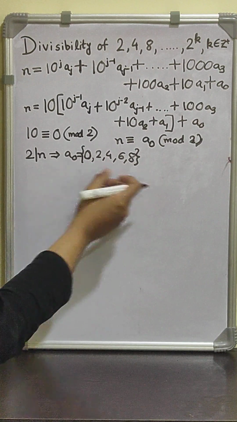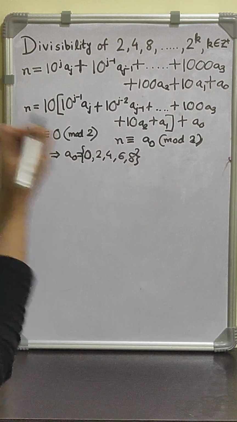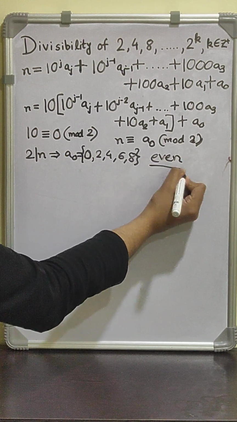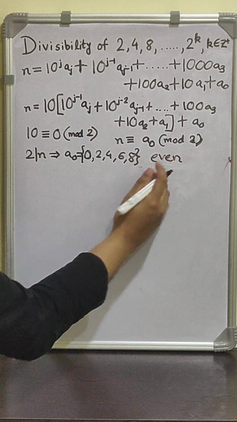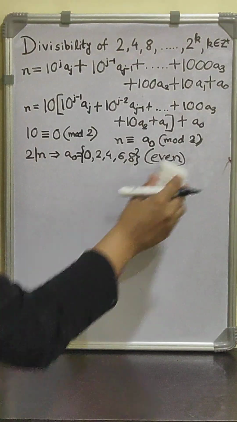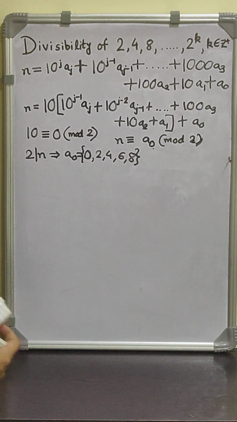And for that to be true, it has only 5 possible values, that is 0, 2, 4, 6, and 8. And as we know, commonly we say these are even numbers. When a number ends with these digits, we call it even, because they are divisible by 2. So for 2 it was kind of straightforward.